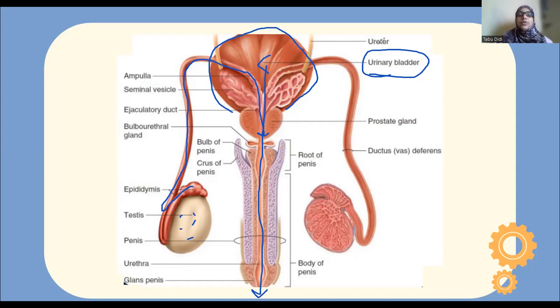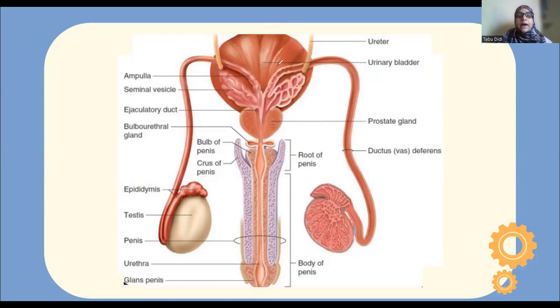So this is a peculiar characteristic of the male reproductive system. And then you have the ureter, which descends from the kidneys. They will empty the urine in this urinary bladder. Fine. So this is a general understanding of the different parts of the male reproductive system.